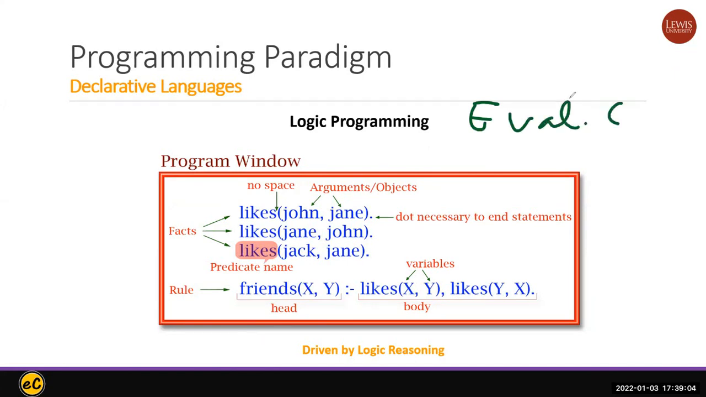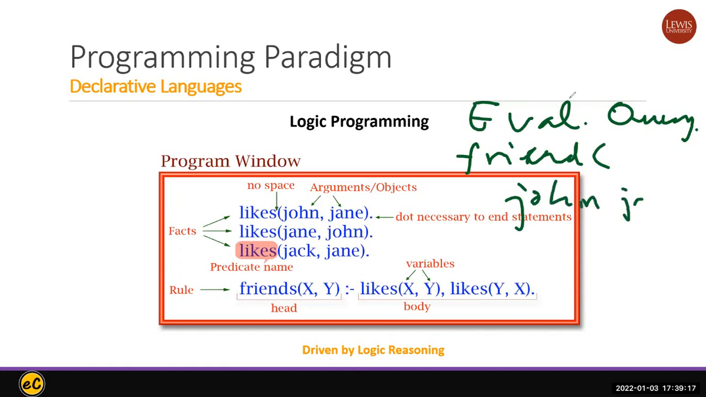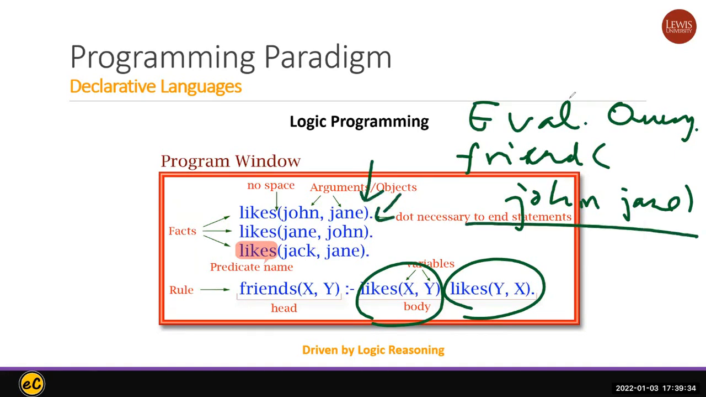And out of the rule and facts, we also have an evaluation query. So we may ask, are John and Jane friends? So basically, we have John and Jane, and we evaluate the like of John to Jane, and also the like of Jane to John. We find them both in effect. So then we can conclude that friendship between John and Jane actually exists.